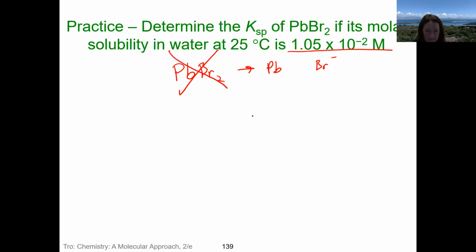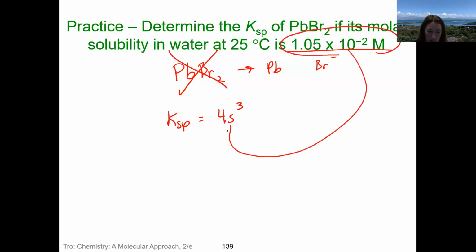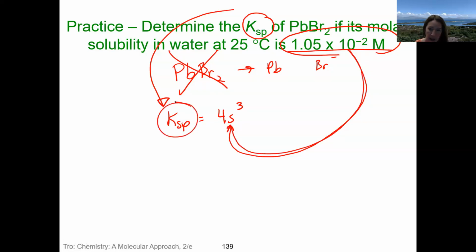So if Ksp equals 4S cubed, right? And this time they're giving us our molar solubility and asking us for our Ksp. So our Ksp, I think it was 10 to the negative 7, but we can look. But this time they're giving us our molar solubility. So we just plug this in here and solve for Ksp.